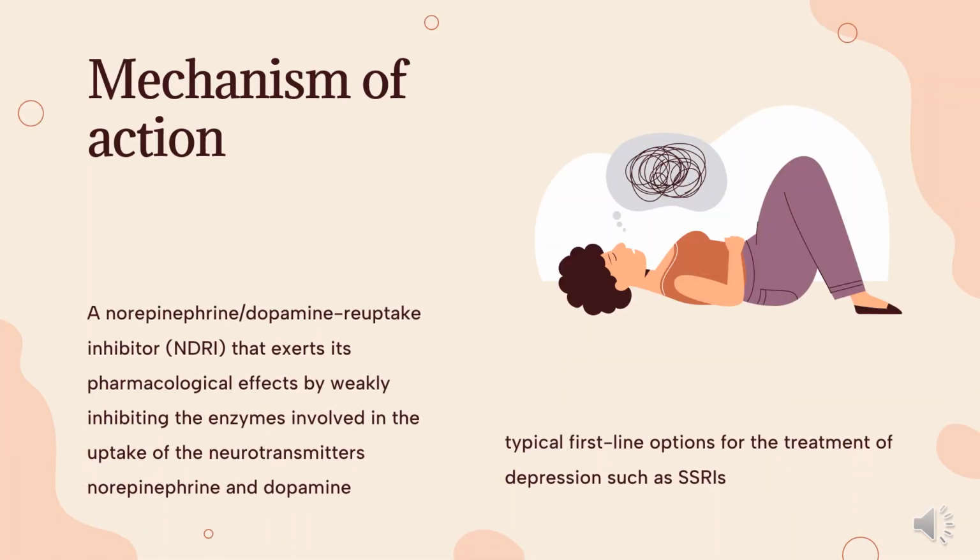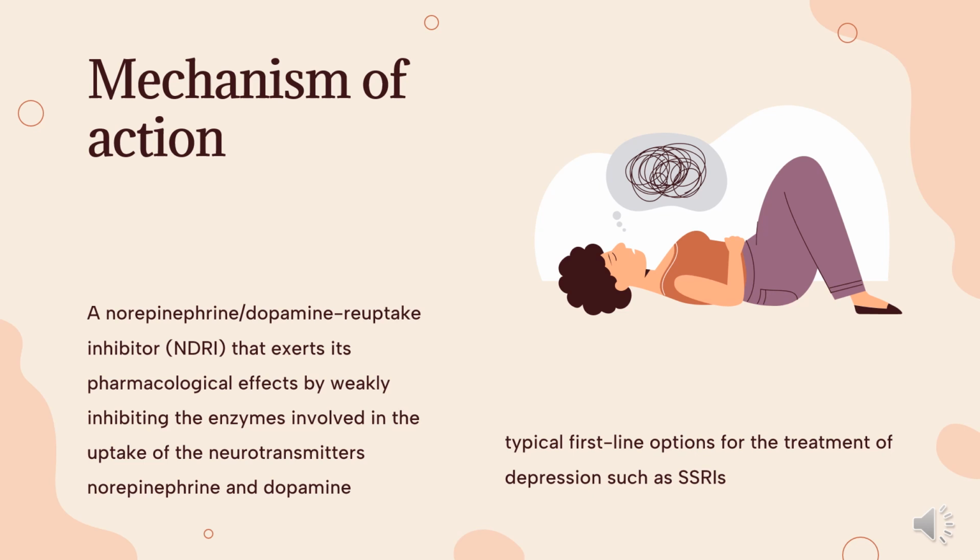Mechanism of action. Bupropion is a norepinephrine/dopamine reuptake inhibitor, NDRI, that exerts its pharmacological effects by weakly inhibiting the transporters involved in the uptake of the neurotransmitters norepinephrine and dopamine from the synaptic cleft, therefore prolonging their duration of action within the neuronal synapse and the downstream effects of these neurotransmitters. More specifically, bupropion binds to the norepinephrine transporter, NET, and the dopamine transporter, DAT.